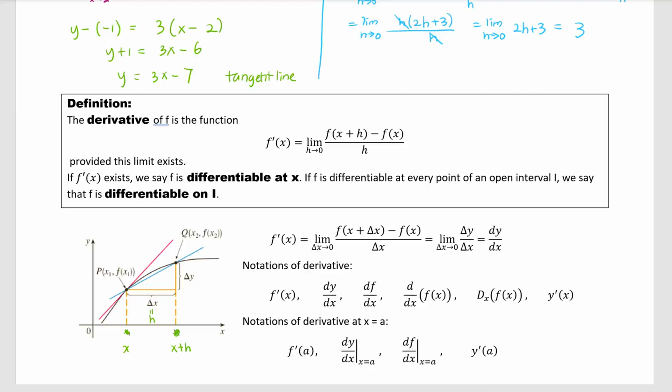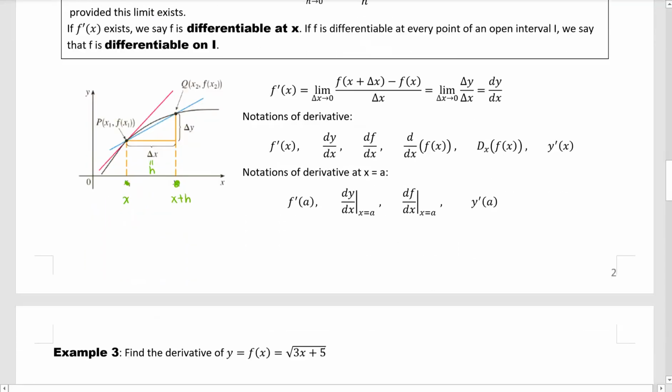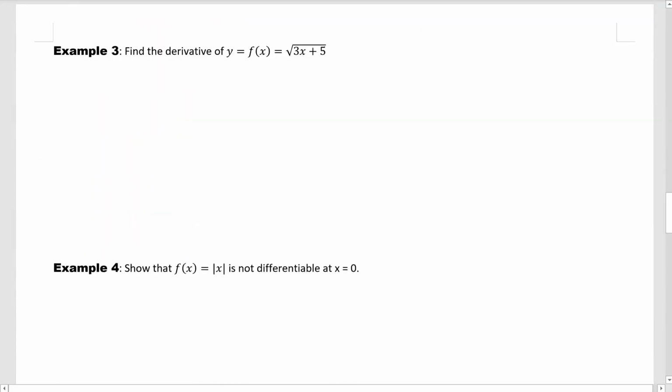How about the notation for the derivative at a point? We can have f prime of a. We can have the derivative evaluate at x equals a. So you see that this vertical lines, it means evaluate at. Okay, we can have df dx evaluate at x equals a. We can have y prime of a. So all of these different notations that just represent the same thing. Okay, everybody? So if you see different notation in our examples, don't be surprised. Okay? Next.